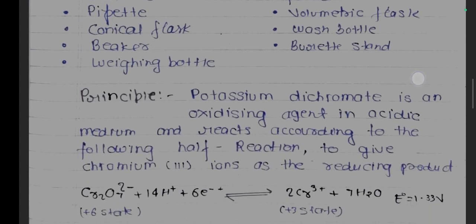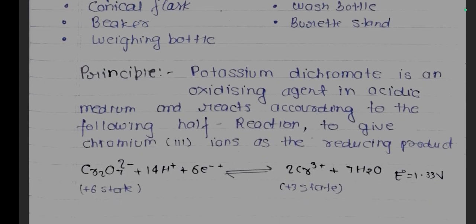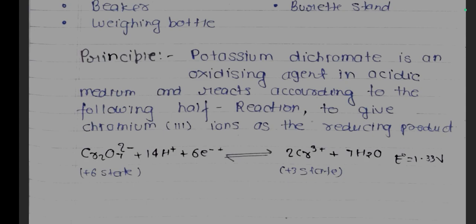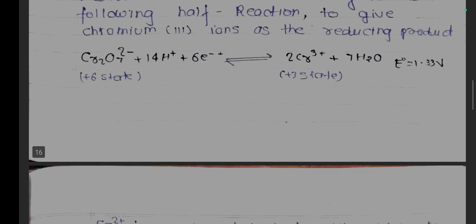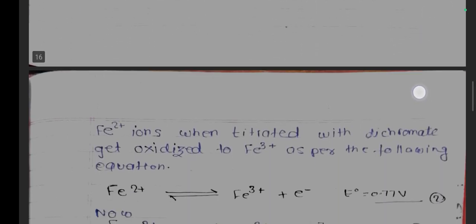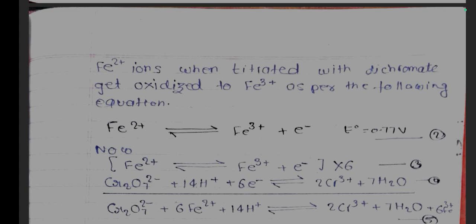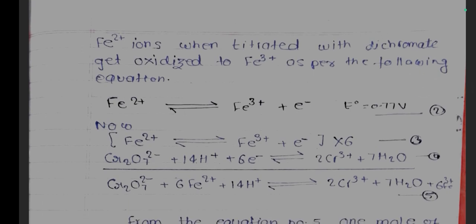The principle: potassium dichromate is an oxidizing agent in acidic medium, and reacts according to the following reaction to give chromium three ions as the reduction product. The Fe2+ ions, when titrated with the dichromate, get oxidized to Fe3+ as per the following equation. This is the equation which shows the oxidation reaction.